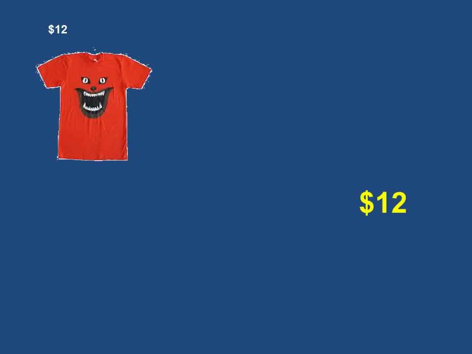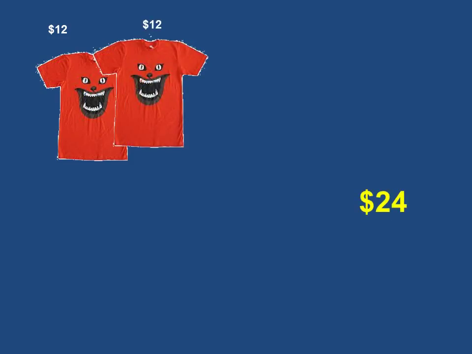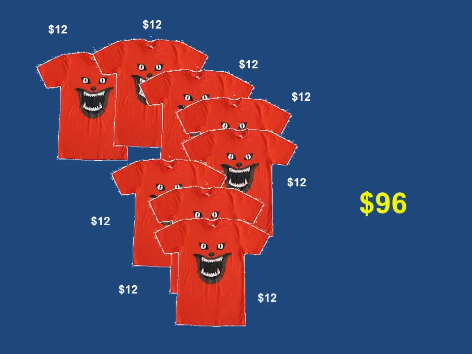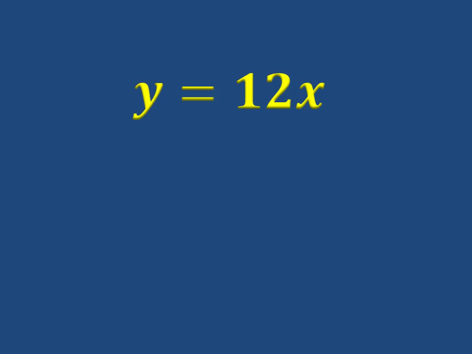For example, if a certain t-shirt costs $12, then 2 would cost 2 times $12, or $24. 5 would cost 5 times $12, or $60, and 8 would cost 8 times $12, or $96. We could express this mathematically using the equation y equals 12x. Here, x is the number of shirts, and y is the total cost for the x shirts.